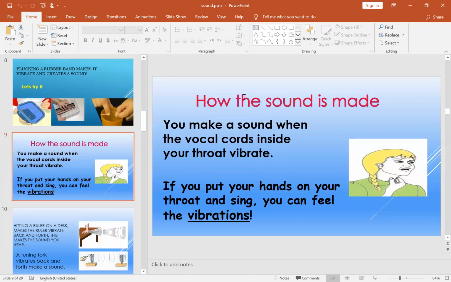You can feel the sound that comes from your throat. If you put your fingers here on your throat and you talk, you feel the vibration in your vocal cords. The vocal cords inside your throat vibrate, and after that, it makes a sound.